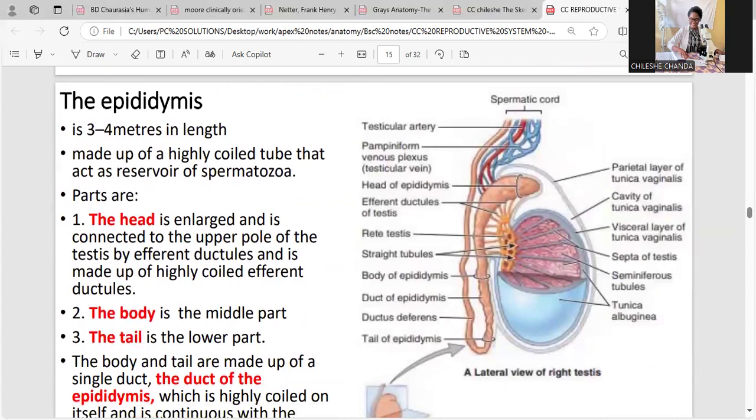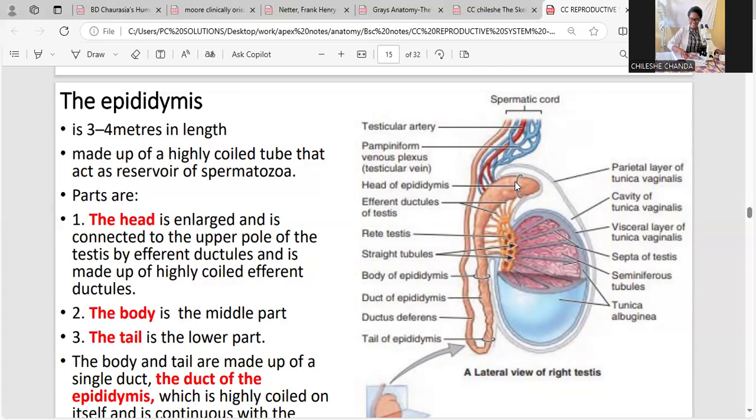Okay, so we're saying that the epididymis is about 3 to 4 meters long. If you get this epididymis and you stretch it out, it can go up to 4 meters long. Okay, it is made up of a highly coiled tube that acts as a reservoir for spermatozoa. Okay, as a reservoir, that is where they stay.